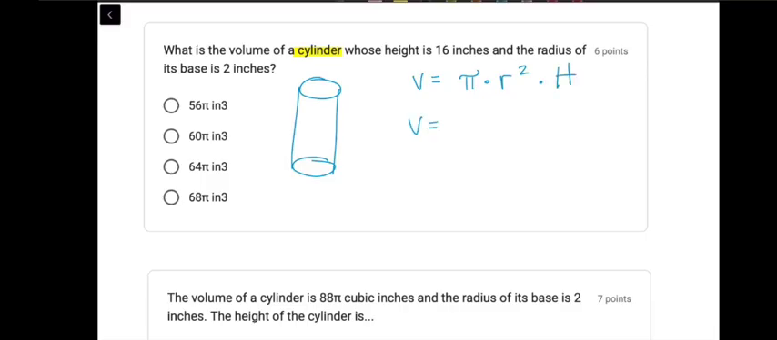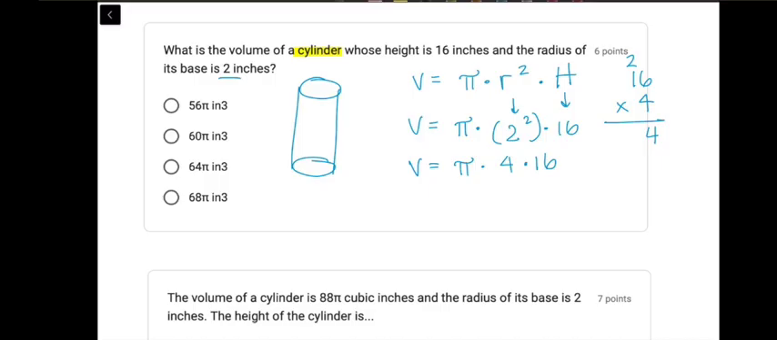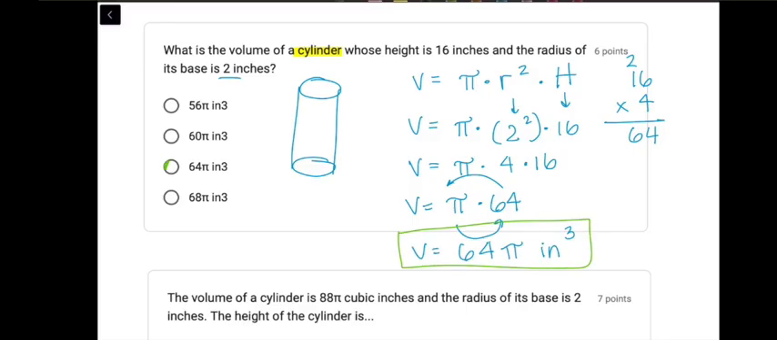So they tell me that the height is 16, so I'll plug that in, and they tell me that the radius is 2, so I'll go ahead and plug that in as well. And we have pi. So volume is going to equal pi times 2 to the second power, which is 4, times 16. So I'll go ahead and do the multiplication here on the side. 6 times 4 is 24, carry the 2. 1 times 4 is 4 plus 2 is 6. So the volume is going to equal pi times 64. I'm going to go ahead and rearrange the order here because in mathematics we do tend to leave pi at the end. So the volume here would actually be 64 pi inches to the third power, which would make our answer C.